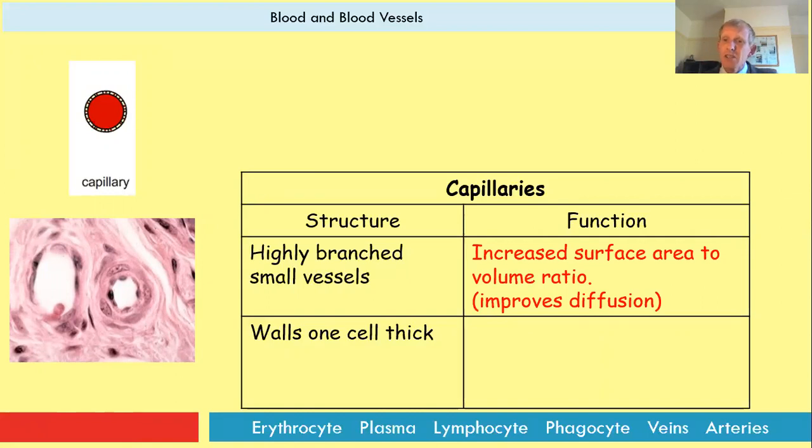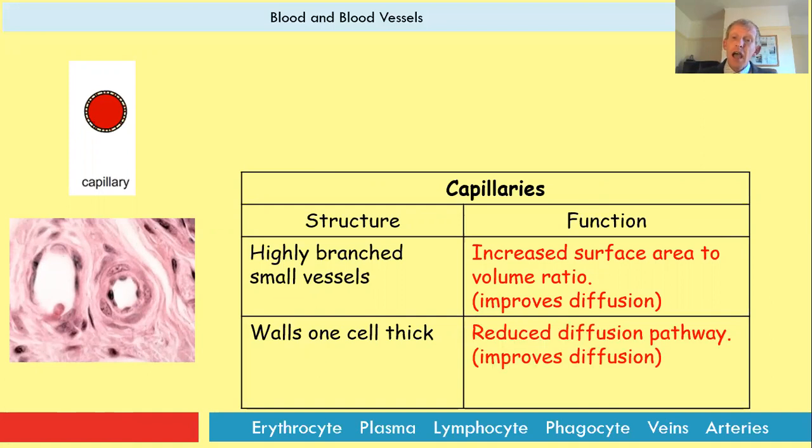As I say, remember guys, the capillaries really are the business end of the circulation system, and it really is the important part, and that increased surface area to volume ratio really does make the diffusion process work much more effectively. And to add to that, they're one cell thick, and that provides a reduced diffusion pathway, or a short pathway, and again that just speeds up the rate of diffusion. It allows them to diffuse the nutrients out, the oxygen out, and the waste products back in much more effectively.